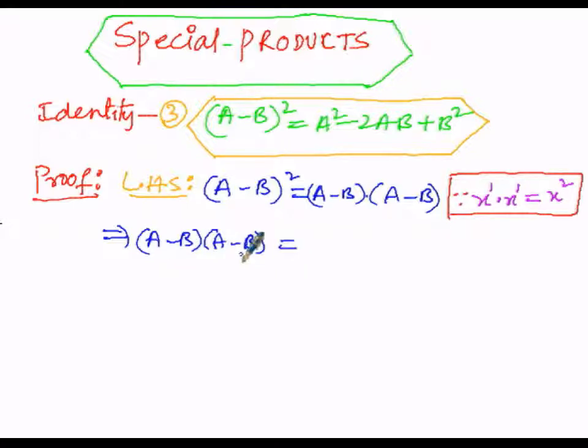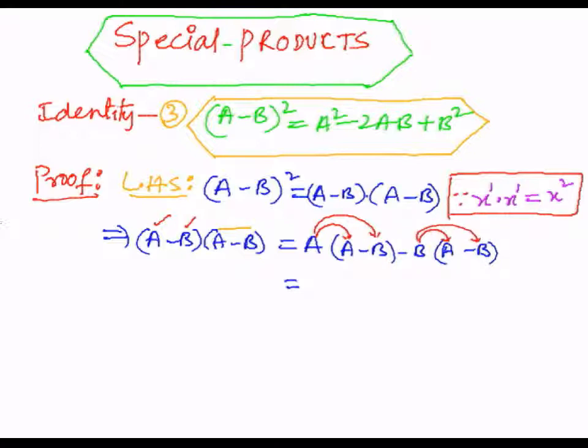So, the product of these two brackets can be expressed as follows. First of all, we multiply a with the entire second bracket, then later we multiply b with the entire second bracket. So, we get the result as a into the entire second bracket, that is (a minus b), then minus b, the second term of the first bracket, into the entire second bracket. Here we multiply a with a first of all, then a with b, then b with a, then b with b.